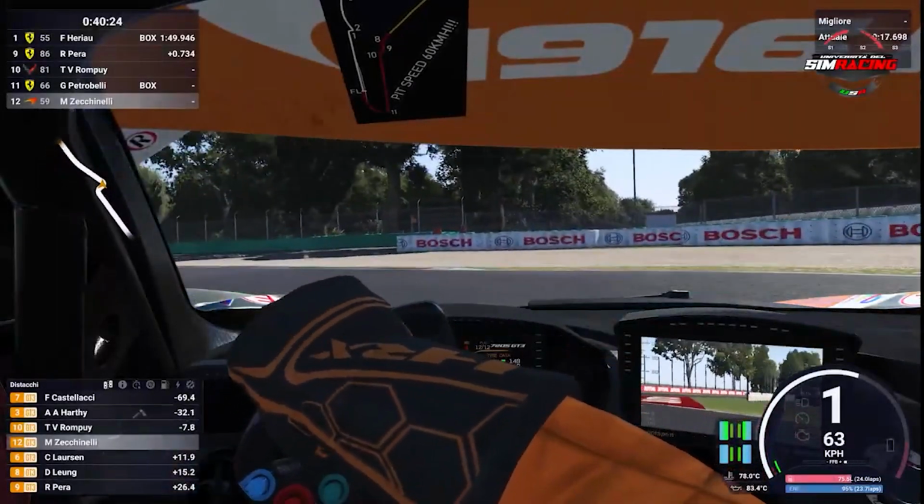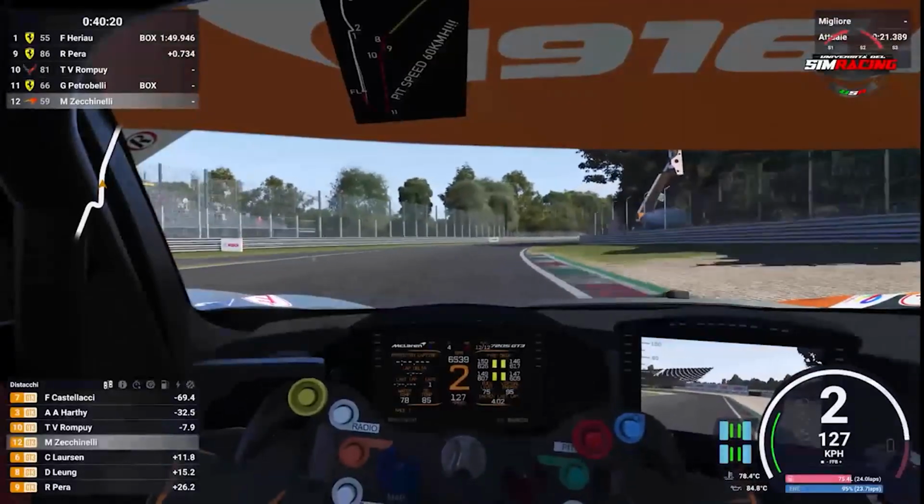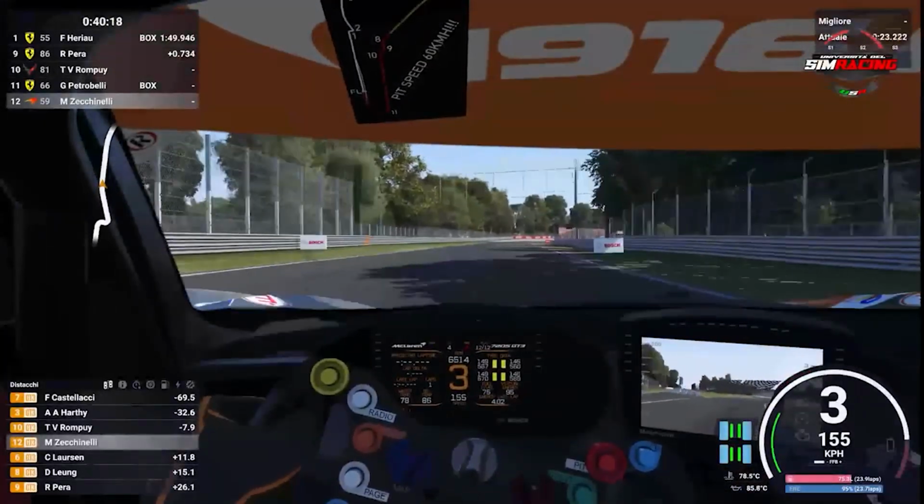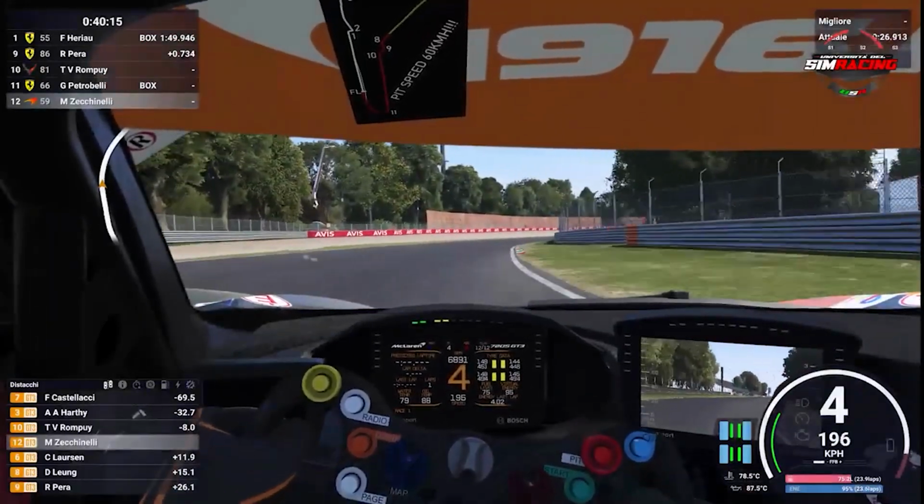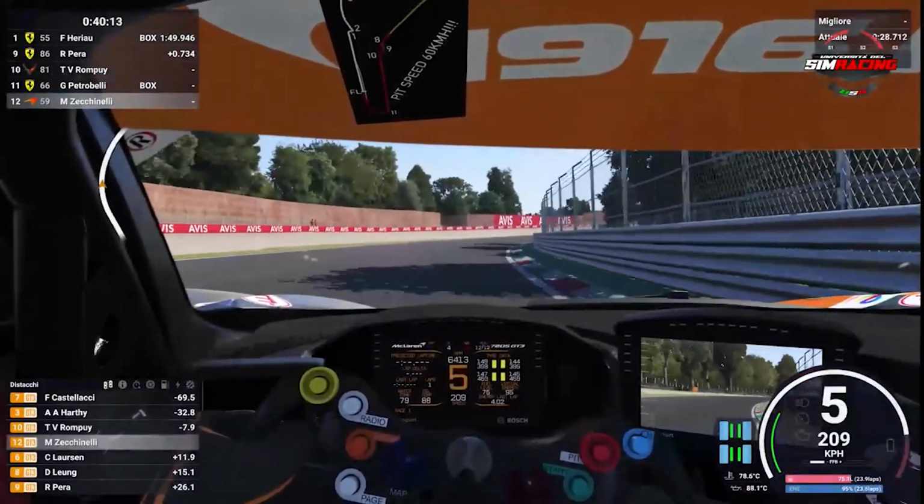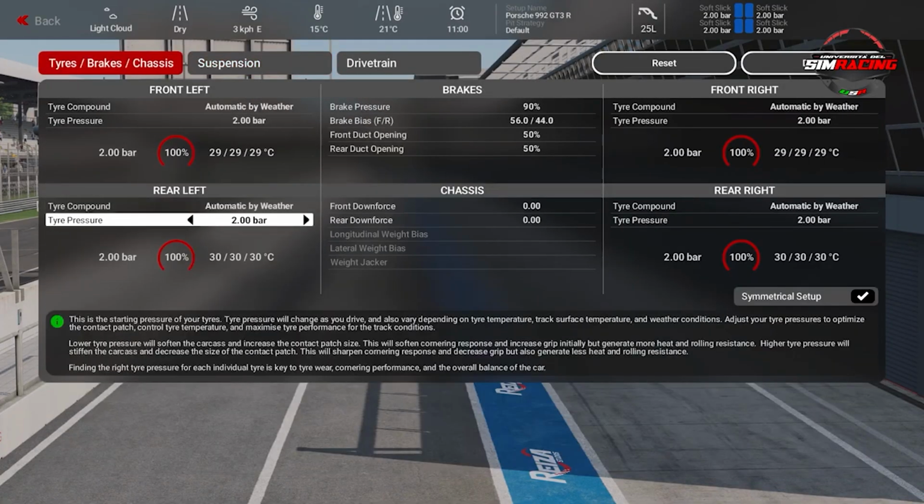Essentially, there doesn't seem to be a proper rolling resistance simulation or any real attempt to find an optimal contact patch through pressure adjustments, as would be the case in real life. Instead, the model appears to be entirely focused on carcass temperature management and overall grip, with no direct correlation to rolling resistance. Moving on to Automobilista 2, we once again use the Porsche 992 GT3R.